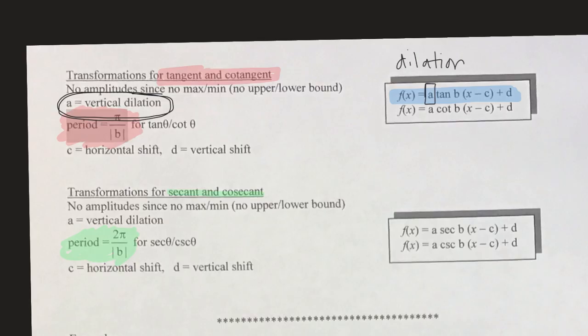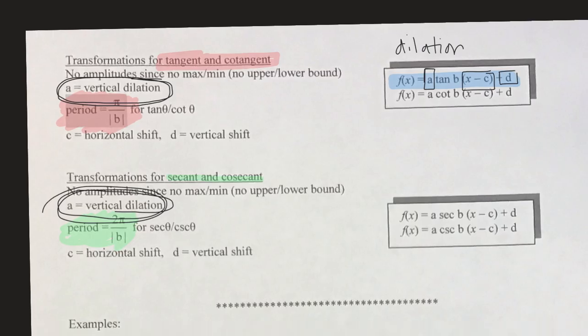You still get your period from your b value. Your c is still your phase shift and it's always opposite. d is your vertical shift. So all of those things come in the same place as for sine and cosine. Only now we have the words tan, cotan, secant, or cosecant. Okay? That's really all that is different between them. So in other words, no difference, except for the vocabulary, which is a dilation. Okay? No amplitude, since there are no maximums or minimums, so we call them dilations.